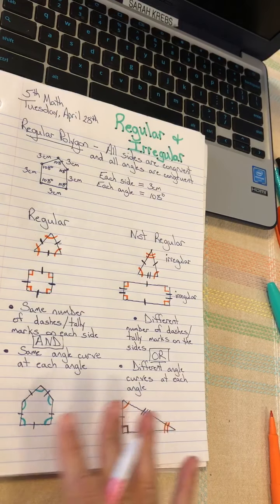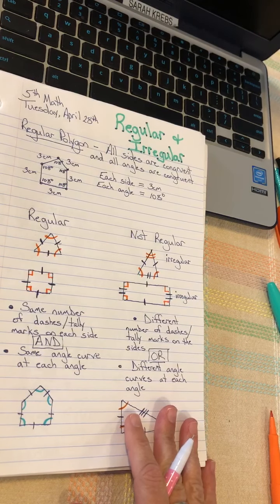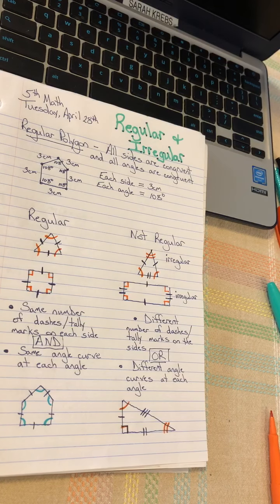So 5th grade, this is what we're working on, the difference between regular and irregular polygons. Your assignment today is in your math book. So after watching this video, you're going to want to click on the Google Docs. I have directions written on the Google Docs. Make sure you follow them closely. And I have the page numbers and everything you need to know.